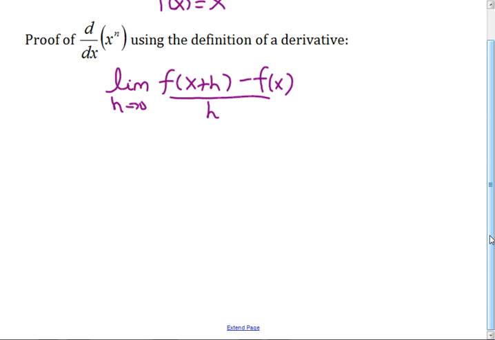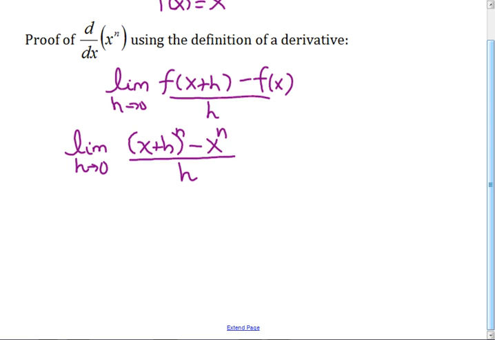So let's do x to the n. This would be the limit, and I would almost like to leave this open for you to try. It's x plus h to the n, right? In place of x, you put in x plus h, and in place of f of x, you put x to the n, all over h. And the only way I can think of to do that is to expand it. I have to use the binomial theorem. I could, but that won't do me any good. I have to actually expand it.